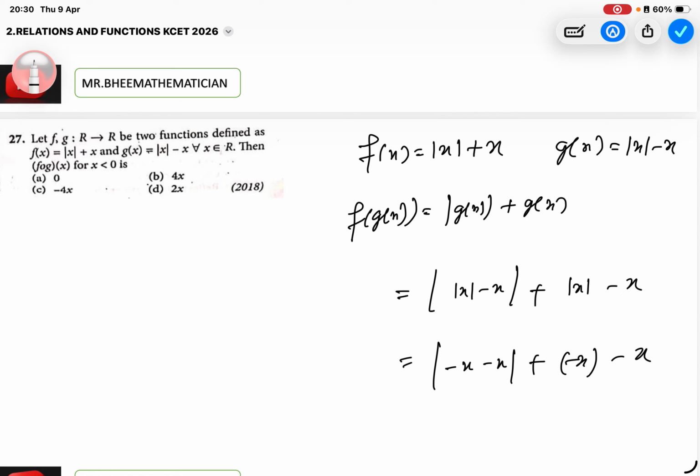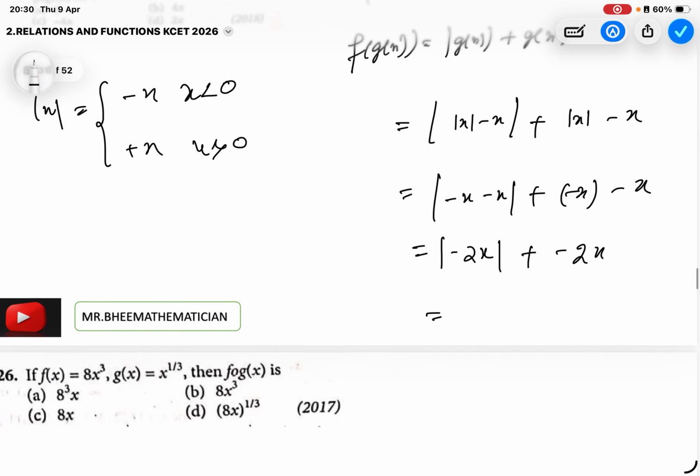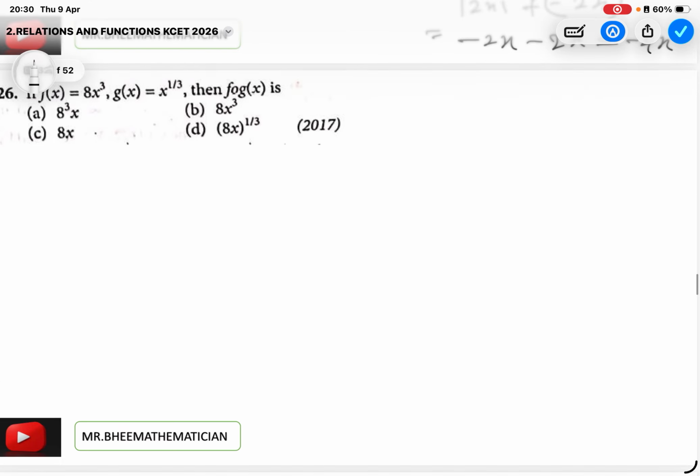I hope you are understanding that if x is less than 0, the value of mod x is minus x, plus x if x is greater than 0. I hope you are understanding this one. So now this is minus x minus 2x, plus minus 2x, and it opens with the negative mod, it becomes 2x plus minus 2x, minus 2x. The answer is minus 4x. So you have to remember this pattern.